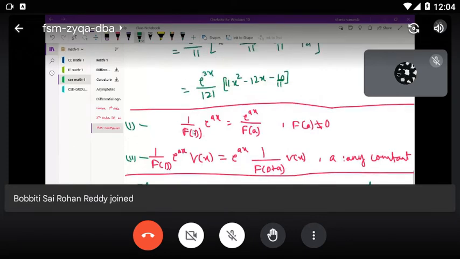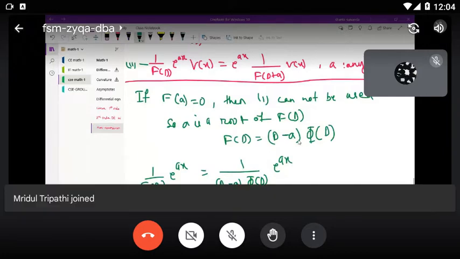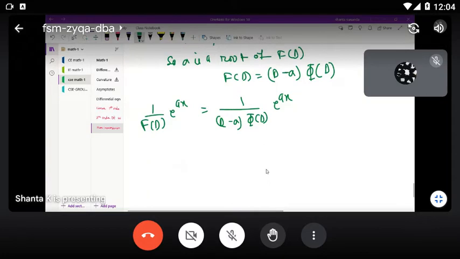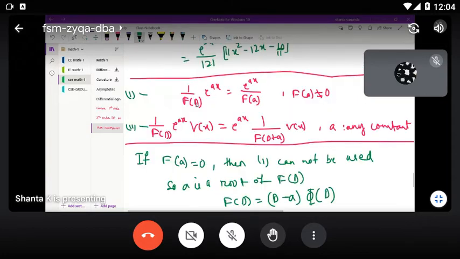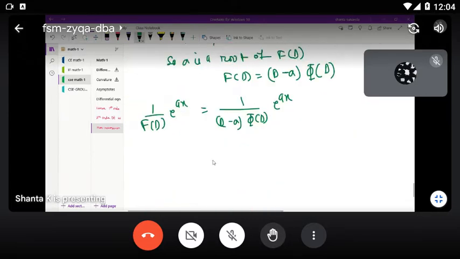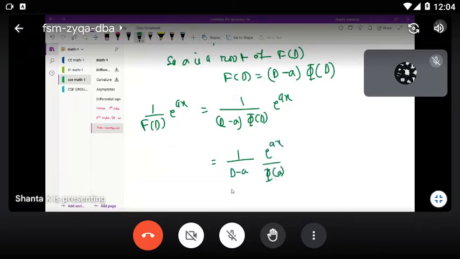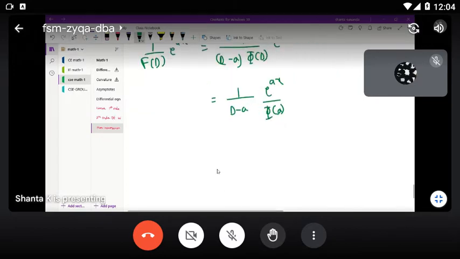We have already taken out this factor. If a is a multiple root, that also we can see, if it's this power r. So here you see the first formula, you can use phi of d here. So e power ax by phi of a, 1 by d minus a, then we have e power ax by phi of a. And this is now a constant, you can take it to this side: 1 by phi of a and 1 by d minus a e power ax.